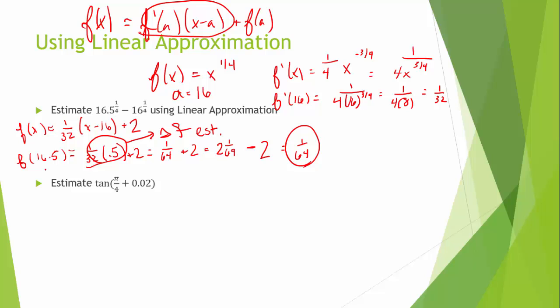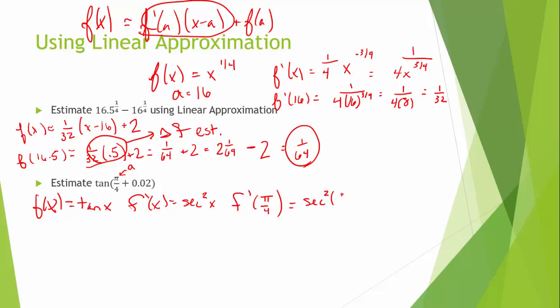So we're going to estimate tangent of pi over 4 plus 0.02. So again, what is our function that we are linearizing? We are linearizing the function tangent x. What is its derivative? Well, that's secant squared x. Okay. Well, where are we starting? We're starting at pi over 4, because that's our a. Well, that's going to be the secant squared of pi over 4. Secant of pi over 4 is root 2. Squared is just 2.